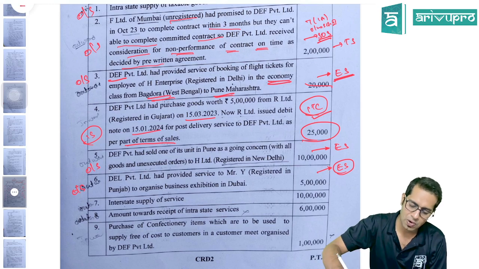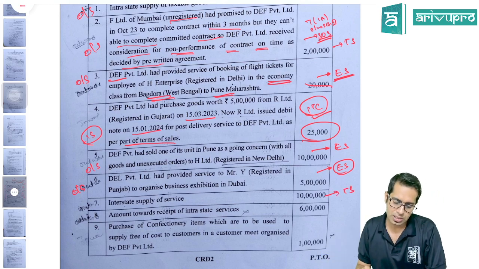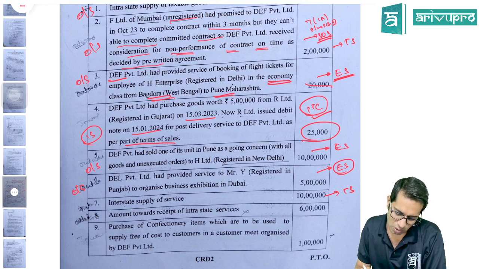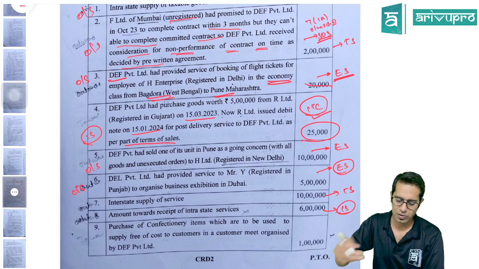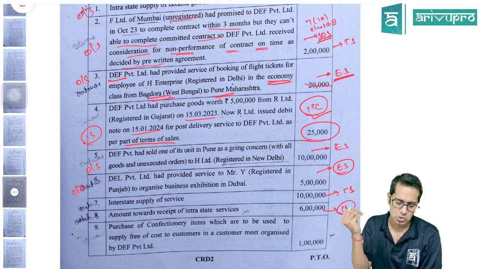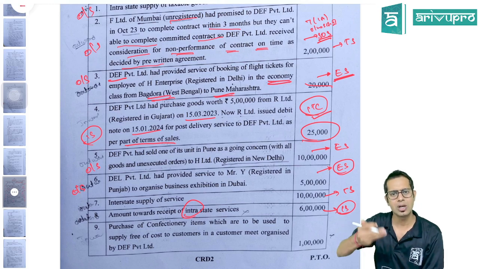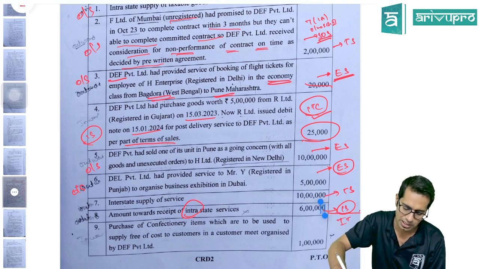Interstate supply of services. So this is a taxable supply. You'll have to pay the taxes on that. Amount towards receipt of inward services. So this is your inward supply. You have received services of 6 lakh rupees. So intrastate services which you have received, this is for your input tax credit. Can I take input tax credit? Definitely you can take input tax credit on this.